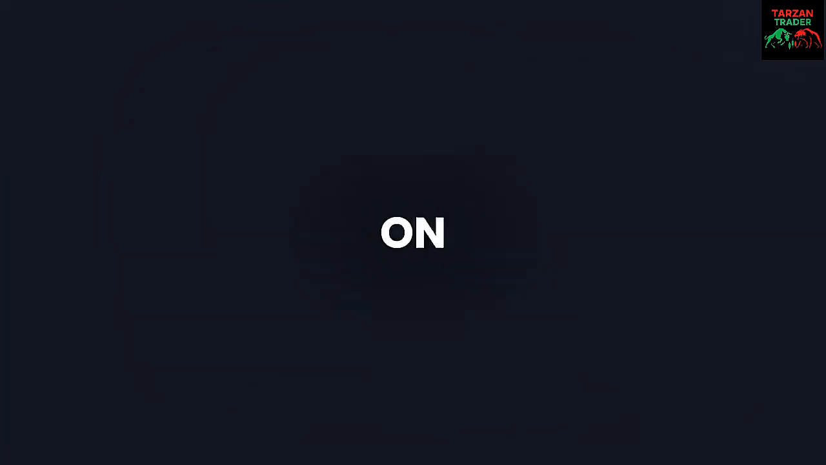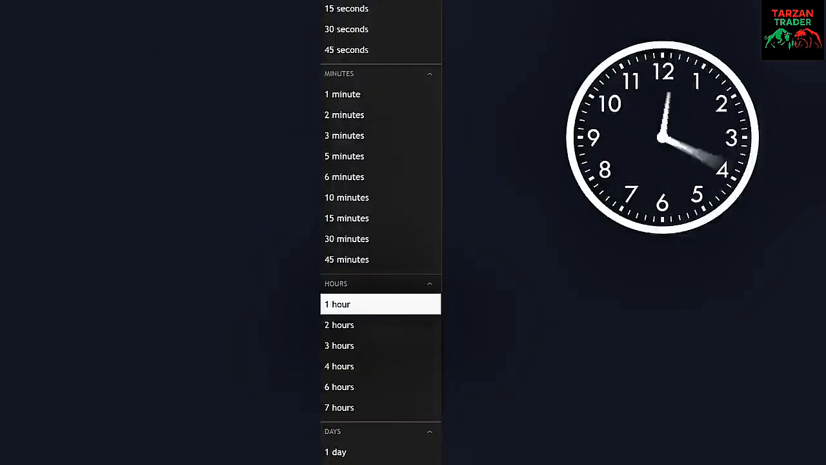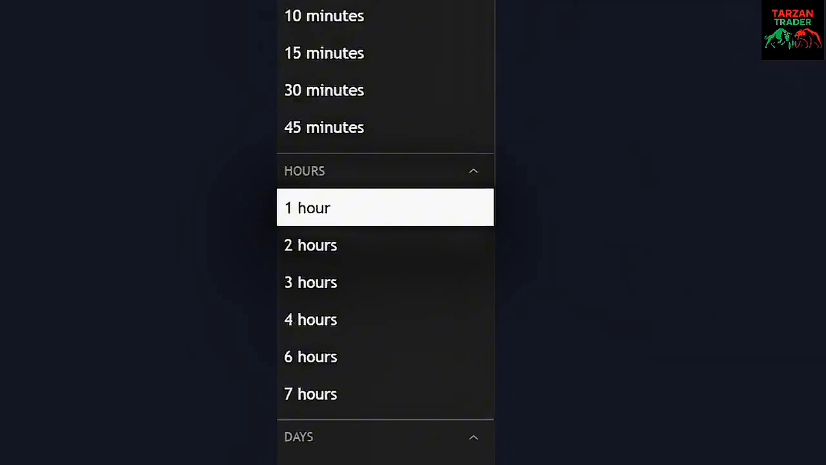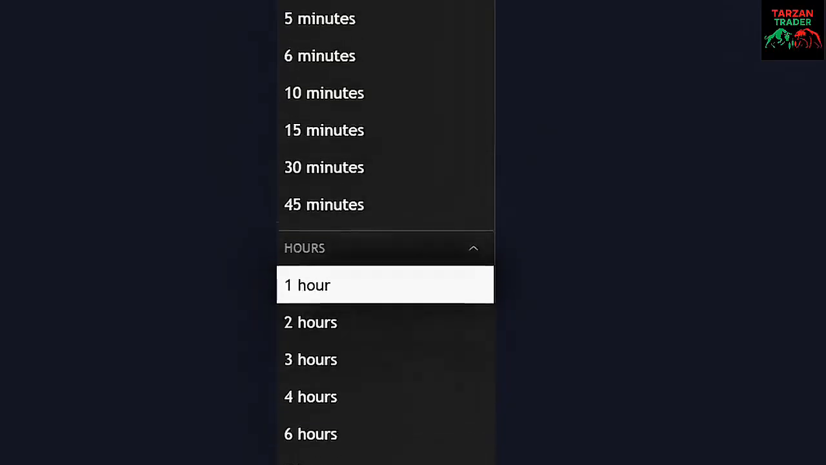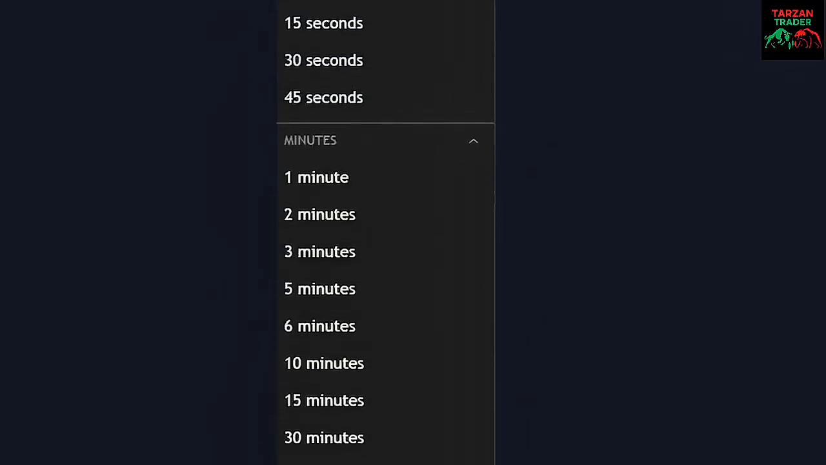First, you want to focus on higher time frames. Any time frame at or above the 1 hour chart works much better. Candlestick patterns are significantly less effective on lower time frames, so this is absolutely crucial for your success.